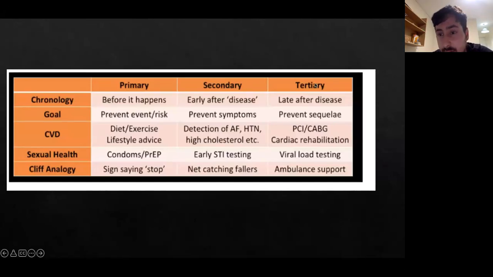And tertiary is far after the disease, so it prevents sequelae. So PCI or CABG is a tertiary prevention of further cardiovascular disease. And so is cardiac rehabilitation. The difference between secondary and tertiary is a bit harder, but just remember secondary prevention as for the drugs following an MI to make it easier.